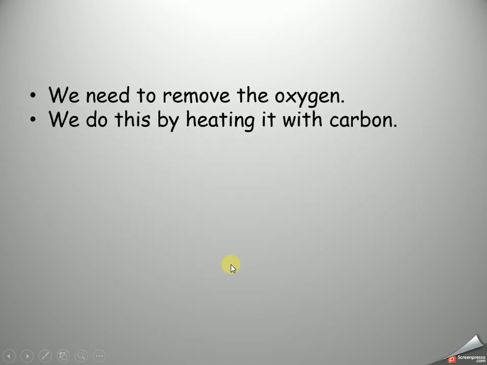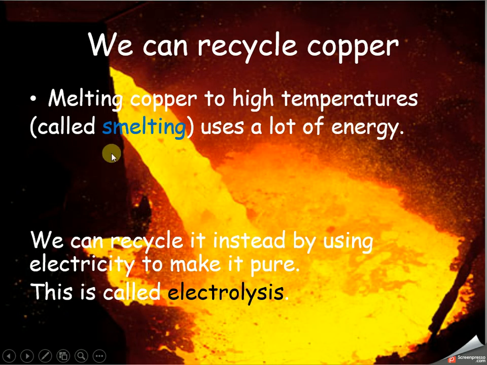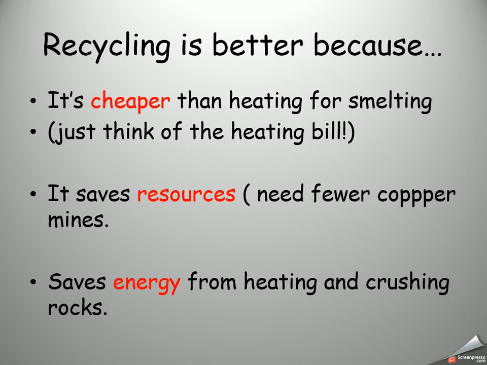So melting copper at really high temperatures uses a lot of energy, doesn't it? Can you see that this has been heated up to probably hundreds of degrees? Which is why, instead of heating up the copper to hundreds of degrees, what we can do instead is something called electrolysis. Electrolysis is using electricity to separate it out. We know what electrolysis is. We've done it for the controlled assessment.